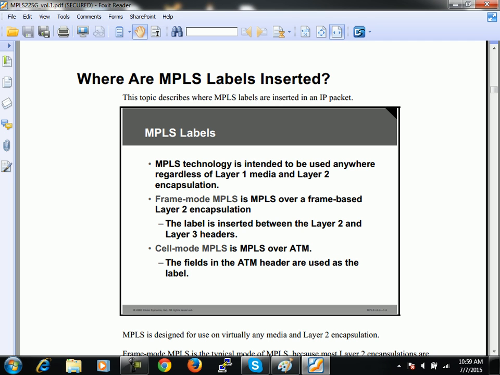Now there are 2 modes of MPLS. One is known as frame mode, one is known as cell mode. Frame mode is normal MPLS; cell mode is MPLS over ATM. If your layer 2 technology is ATM, then you have to configure cell mode MPLS. Here we do not have ATM, so we have to configure only frame mode MPLS. Frame mode MPLS means over Ethernet, SDLC, PPP, frame relay, right?